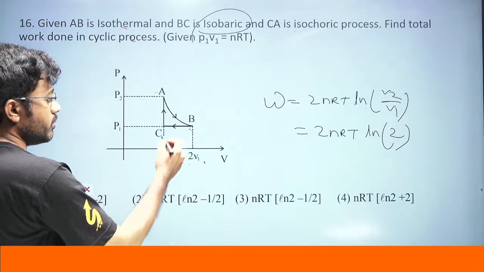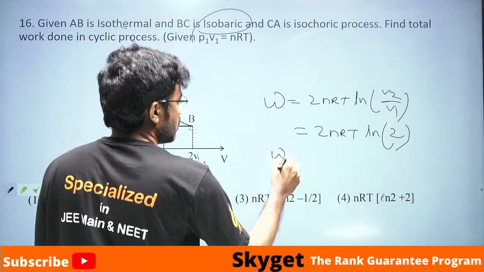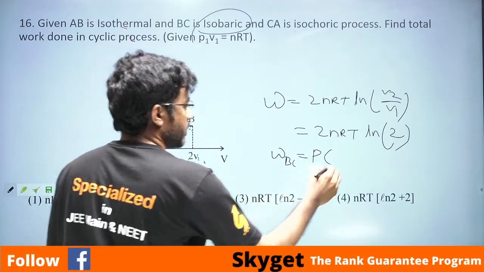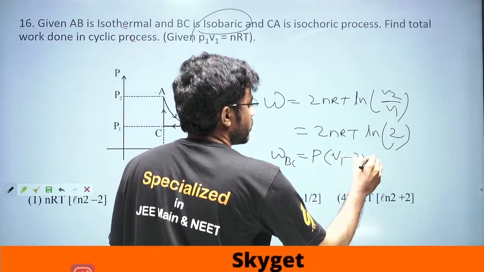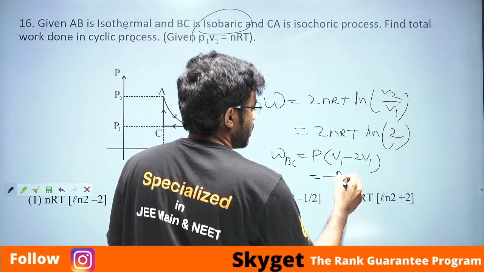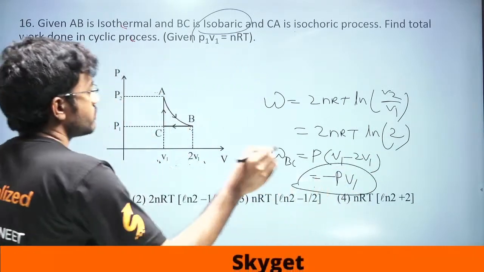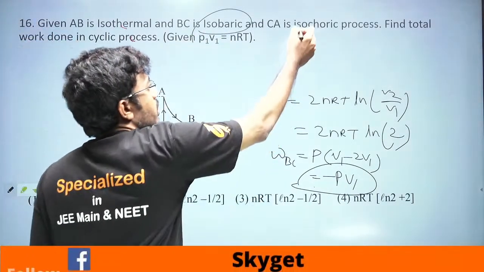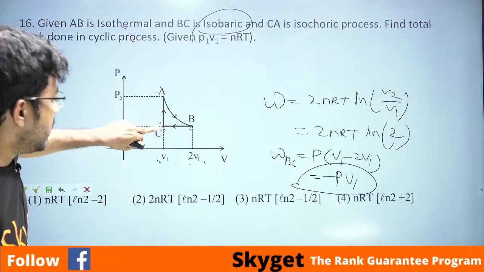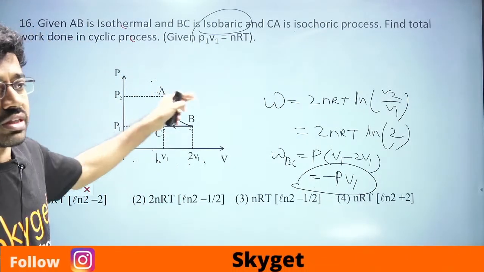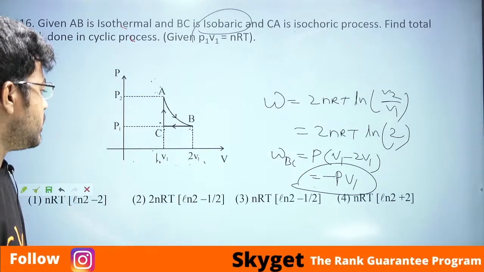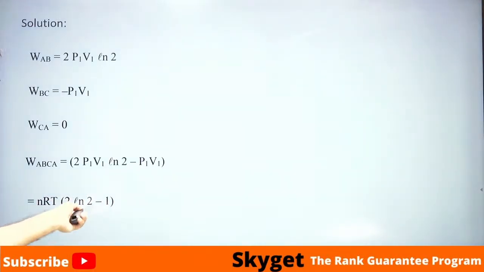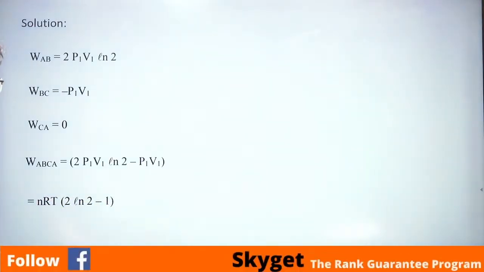So here the change in the volume is pressure into change in the volume. So the change in the volume is from V1 minus 2V1, that is minus PV1. And next, from the C to A process, which is the isochoric process, where you have to consider the change in the volume. At these 2 points there is the same volume, so the change in the volume is 0. If you add these all, then you will get the total work done in the cyclic process, which is nRT into 2 ln 2 minus 1.